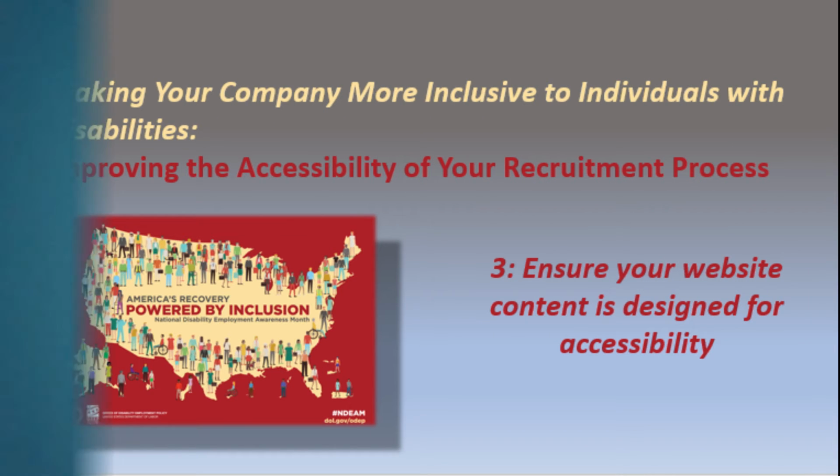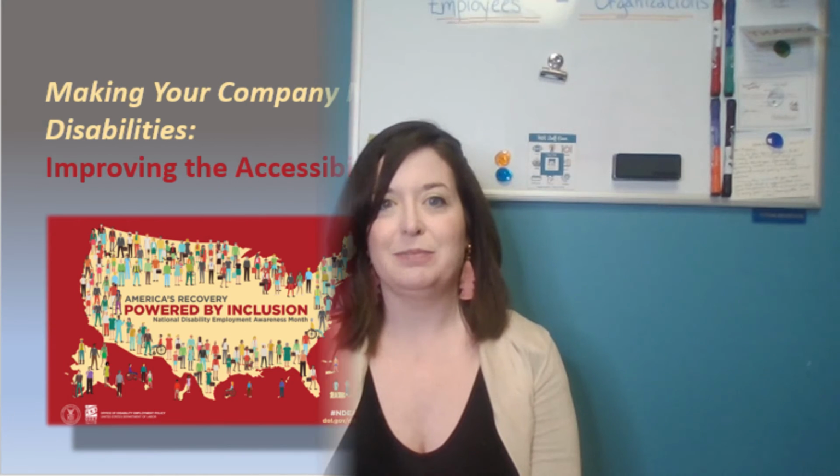Step 3 is to ensure your web content is designed for accessibility. Factors that can create accessibility issues in your job posting or website content include formatting, text alternatives for any images that are used, keyboard functionality, and lack of integrations with assistive technology. For detailed information about how you can improve your website content, view the Web Content Accessibility Guidelines provided through W3C.